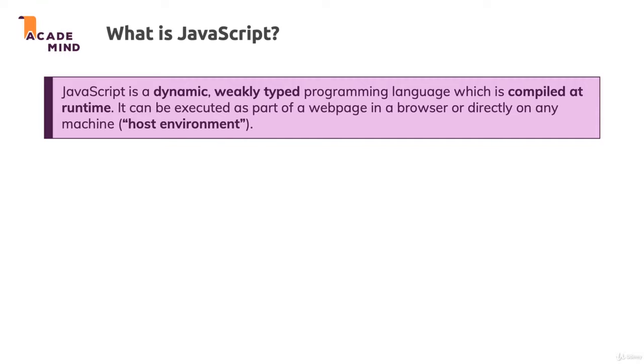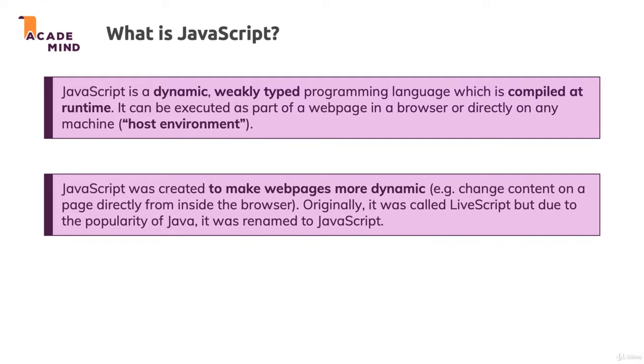Let's have a look at an additional definition. JavaScript was created to make web pages more dynamic. That's kind of the idea why JavaScript was invented in the past, you could say. More about the history of JavaScript in a second, by the way. So it was invented to change the content on a page directly from inside the browser. And originally, it was called LiveScript, but due to the popularity of Java back at the time, it was renamed to JavaScript to resemble Java by its name.